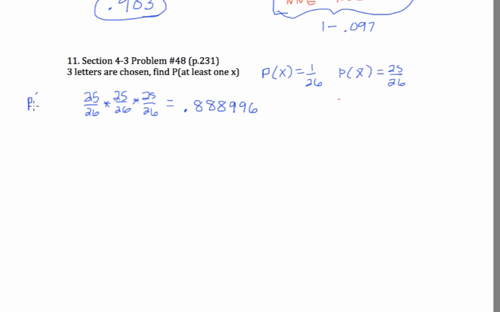So this is the probability that I get no x's in my 3 draws. So what's the probability that I get at least 1? 1 minus that. 0.111.